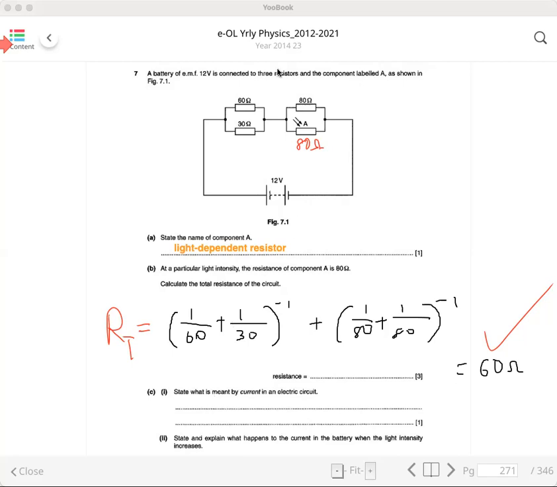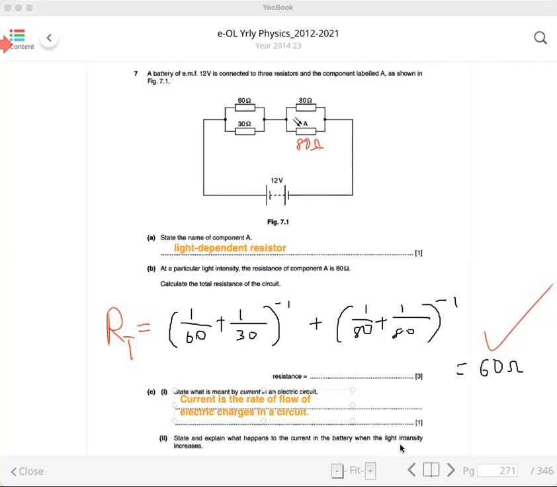Okay, let me share with you the answer for part C. Okay, C is the definition all of you should know by now. Okay, so current is the rate of flow of charges. Okay, you want to be more specific, you can say electric charges in a circuit. Okay, that is the meaning of current, which is Q over T.